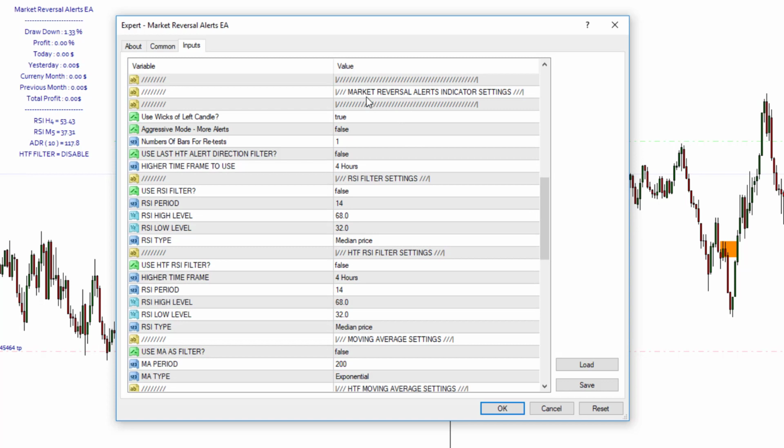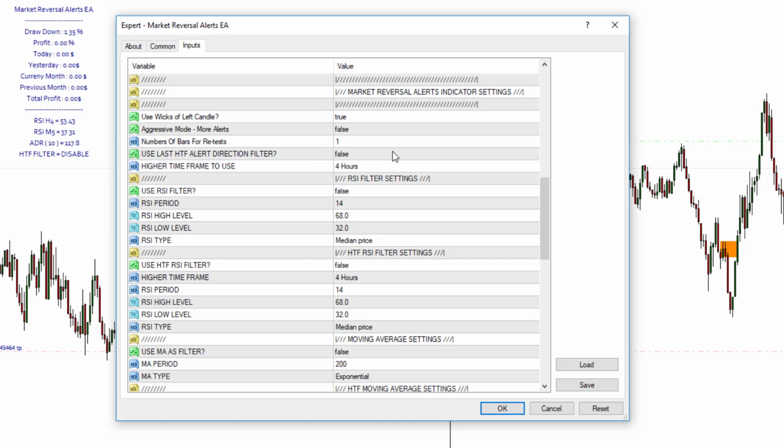So, looking at the market reversal alerts indicator settings. For those of you familiar with the indicator, we have the main settings replicated in here for the indicator. Those are using wicks of the left candle, aggressive mode, number of bars for retest, and we also have the last higher time frame alert direction filter.